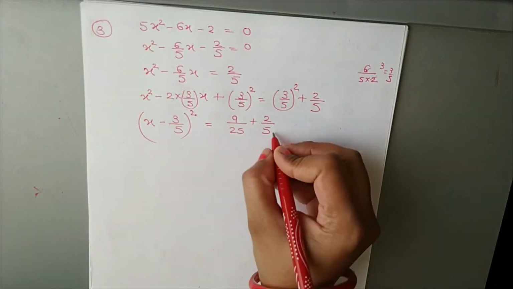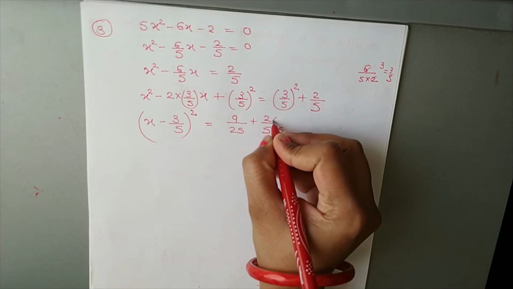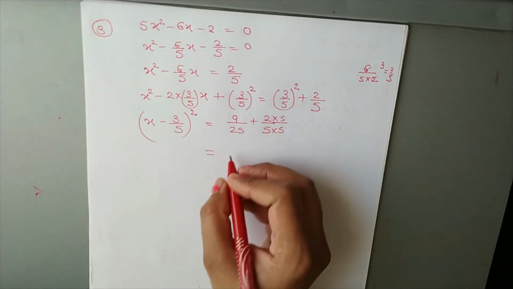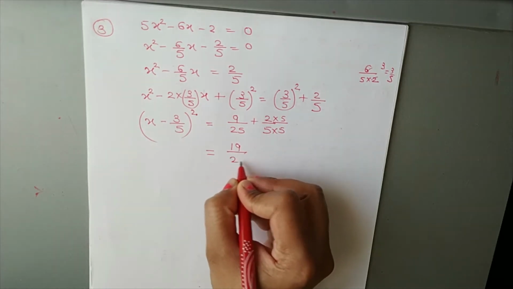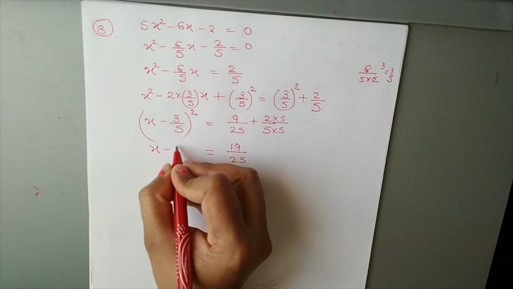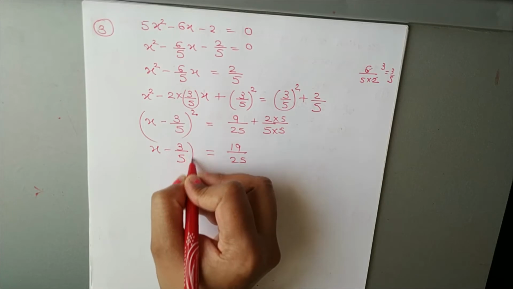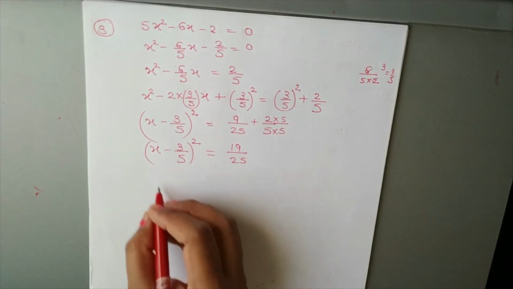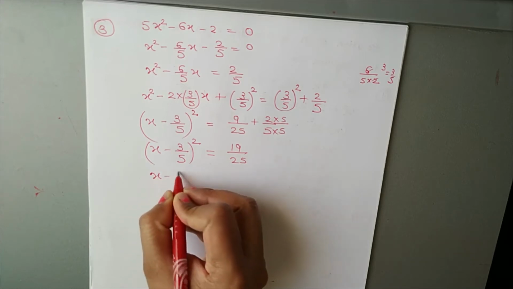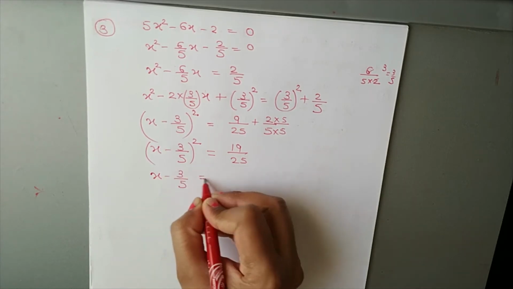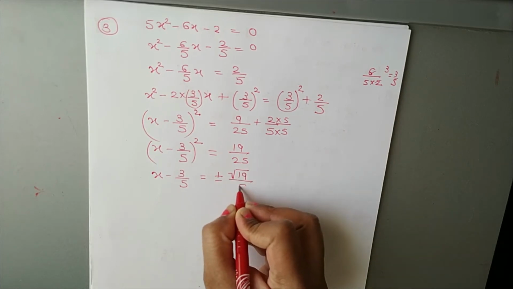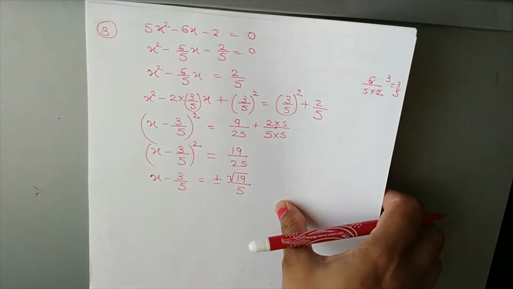Okay, then take LCM, so it will be 5 5s are 25, then 5 2s are 10, 10 plus 9, 19 upon 25, x minus 3 upon 5 whole square. Okay, so square rooting both sides, so x minus 3 upon 5 is equals to plus minus root 19 upon 5.